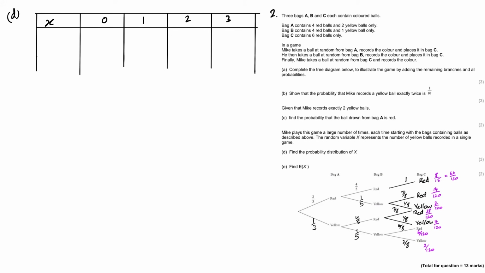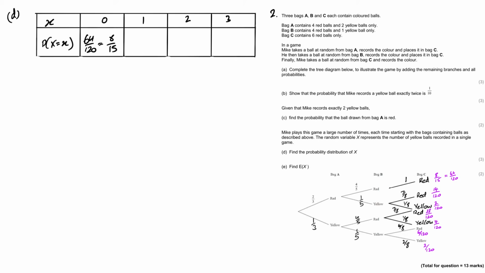Okay, and then all I want here is my probability. So I'm just going to tidy this up. And here is my probability. So probability of 0 yellows. So that is the same as the probability of red, red, and red, which is 8/15 or the 64 over 120 there. So let's pop that in. 64 over 120 or 8 over 15.